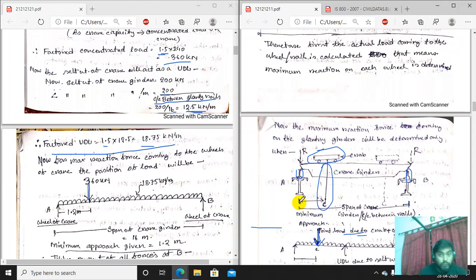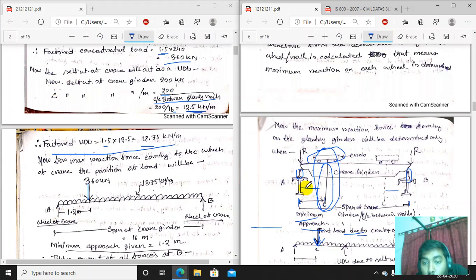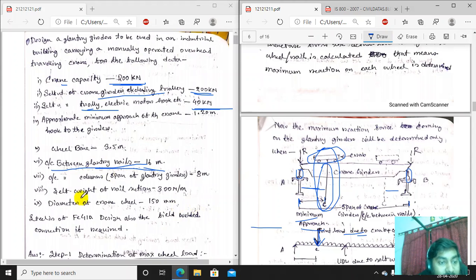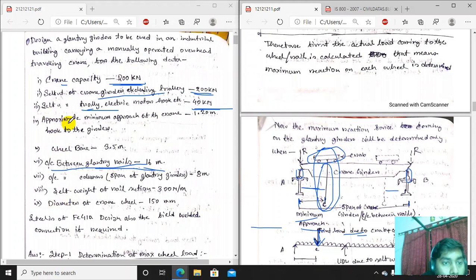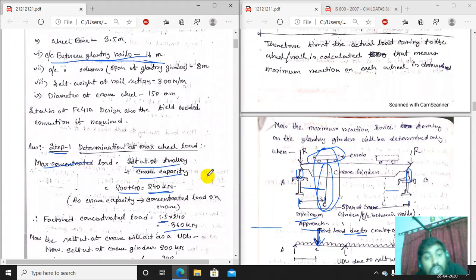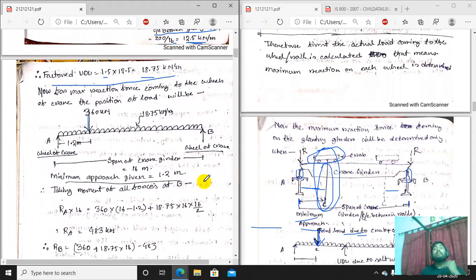The maximum reaction force is achievable when the crab and the crane, the total arrangement, is at a distance C, the minimum approach distance, from one of the supports. It may be here or it may be here. I am taking it in that direction. So if it is here, the minimum approach is given in the problem, I think. The approximate minimum approach of the crane is 1.20 meter. So 1.20 meter is the minimum approach given.